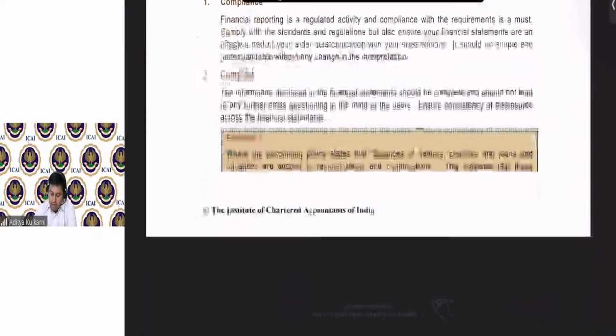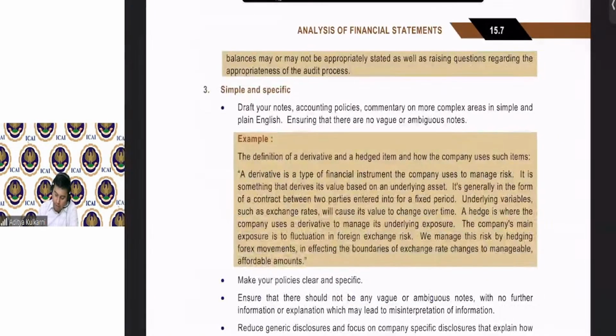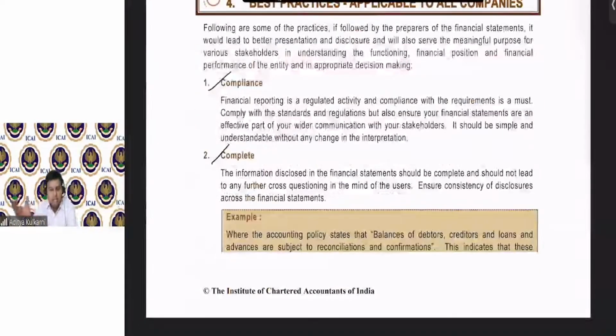Okay. So best practices, one is compliance. It is a compliance related requirement, so we have to ensure we comply. You have to give complete disclosure. Now, if you are giving a statement, you may have seen it in your accounts. This is most probably something that happens with small entities. I'm not saying that it's right or wrong, but you know, कई बार अनजाने से गलतियां हो जाती है. Many times you write balances of debtors, creditors, loans and advances are subjected to reconciliation and confirmation.